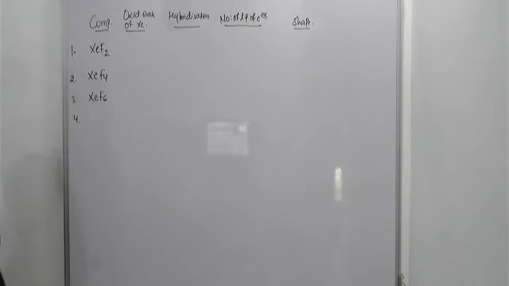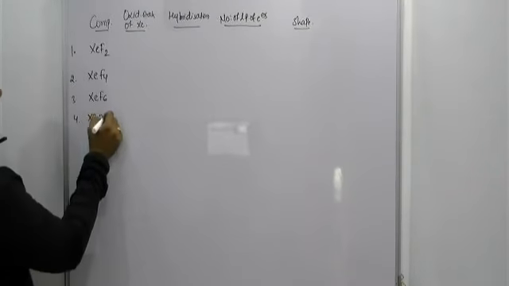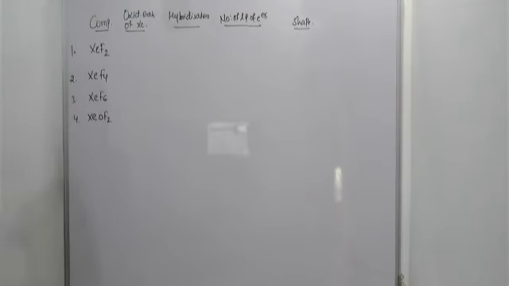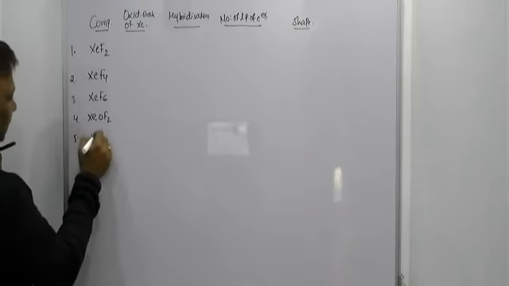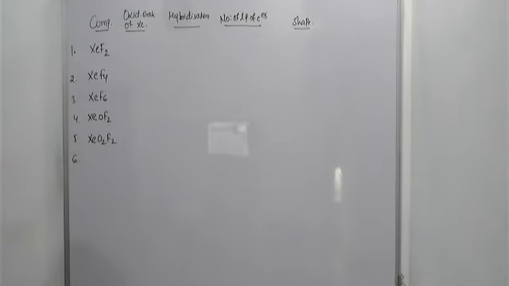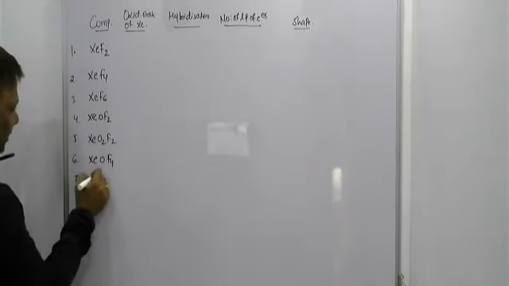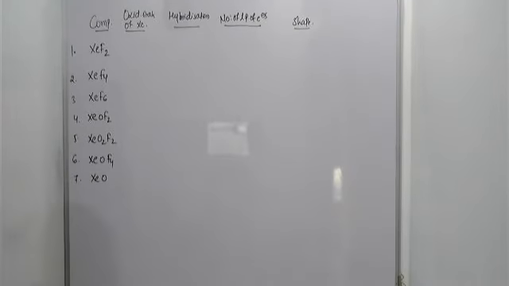But compounds formed by xenon with oxygen and fluorine: XeOF2, XeO2F2, XeOF4. Is it clear, beta? XeOF2: 4 plus 2, 6; 2 plus 2, 4; 4 plus 2, 6. Possibility is there, beta. So XeO2F2, and we can write one more, XeOF4. And last one, beta, XeO3, we will write in a better way.